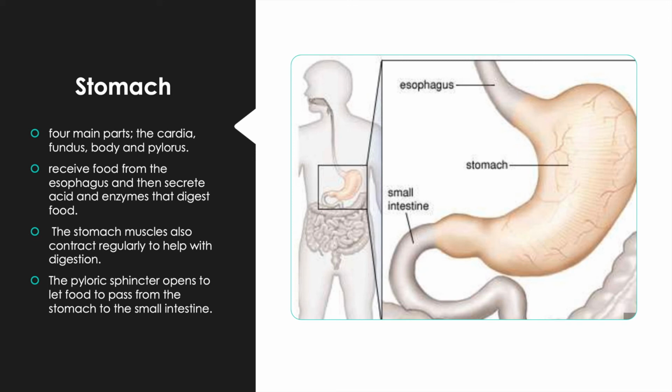Stomach. The stomach has 4 main parts: the cardia, fundus, body, and pylorus. These parts all work together to receive food from the esophagus and then secrete acids and enzymes that digest food. The stomach muscles also contract regularly to help with digestion. The pyloric sphincter is a muscular valve that opens to let food pass from the stomach to the small intestine.